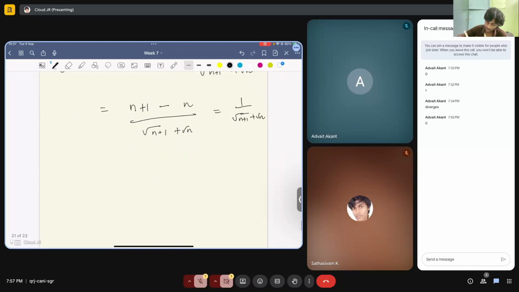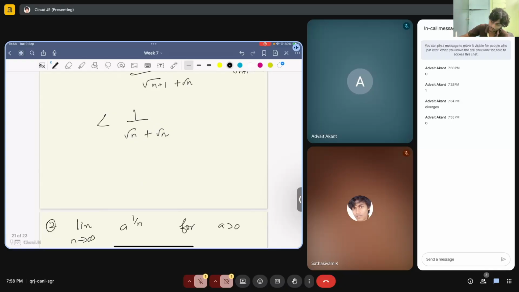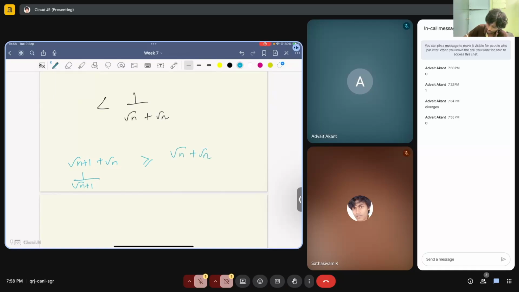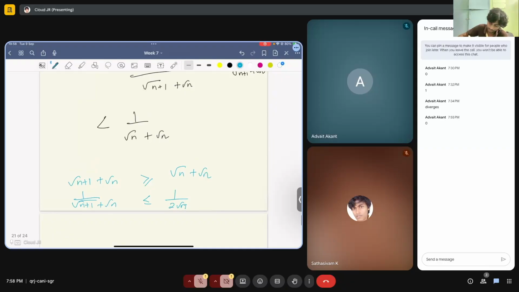Now you do some estimation. You can see that 1 by square root of n plus 1 plus square root of n can be estimated by replacing with square root of n plus square root of n. The reason is simply that square root of n plus 1 plus square root of n is greater than square root of n plus square root of n. So if you take the reciprocal, what you get is that 1 by square root of n plus 1 plus root n is less than or equal to 1 by 2 root n.